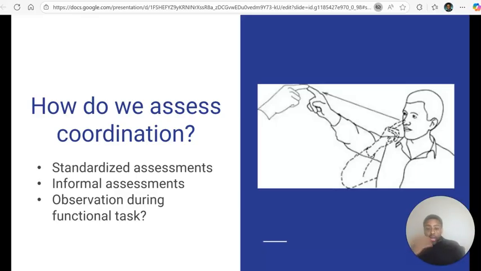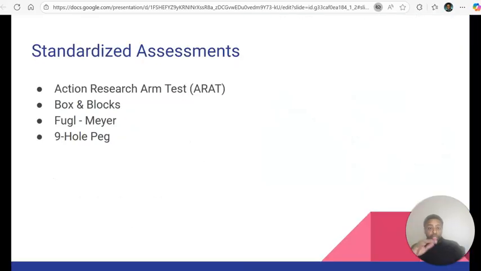All right, so in what ways do we assess coordination? These are very good standardized assessments that are used in research and in the clinic for assessing coordination. The Action Research Arm Test is a great tool, and it has both gross motor and fine motor components, and it oftentimes is used to assess arm function for people that are stroke or brain injury survivors, and other neurological conditions as well.